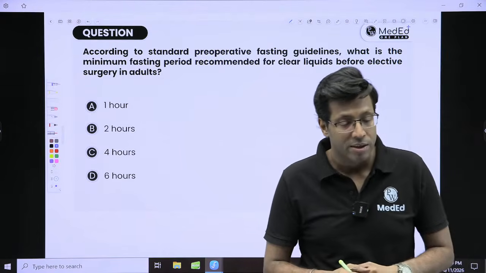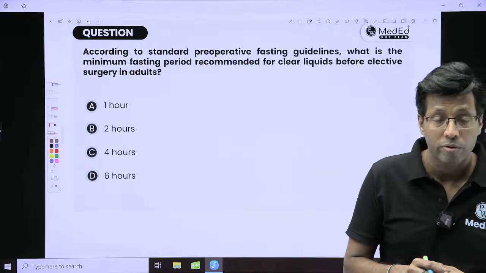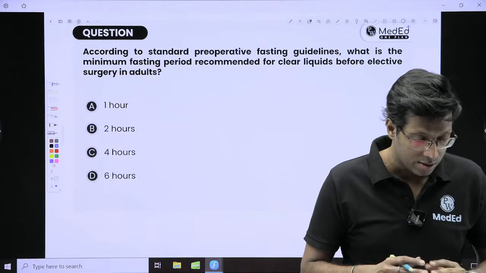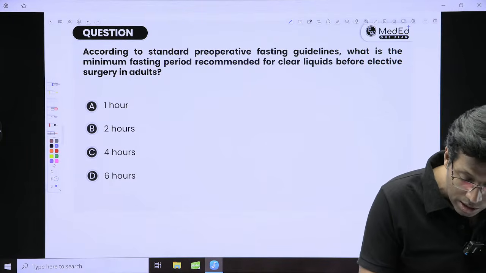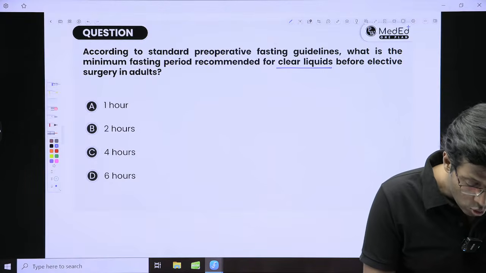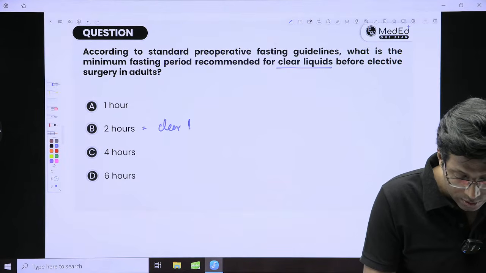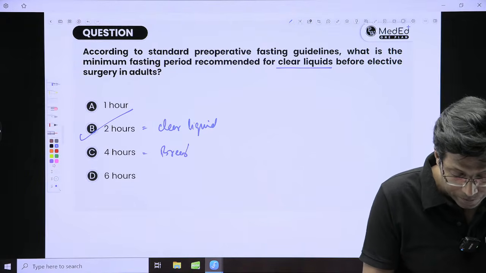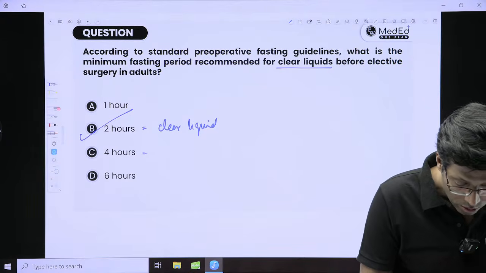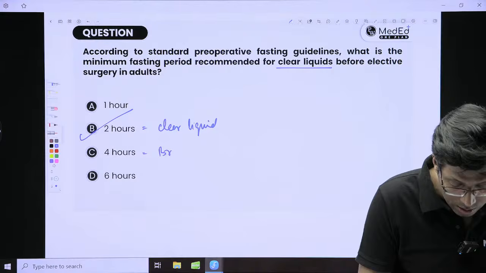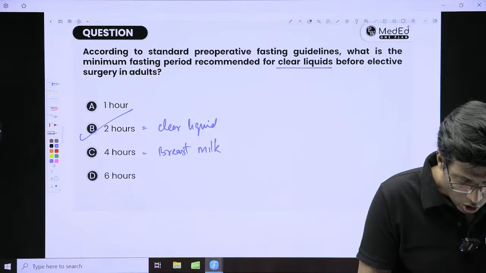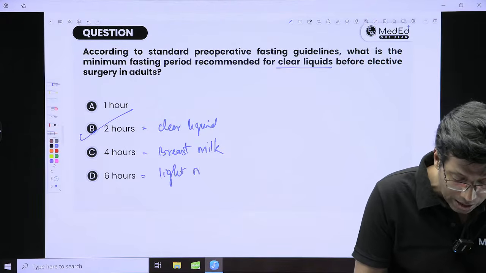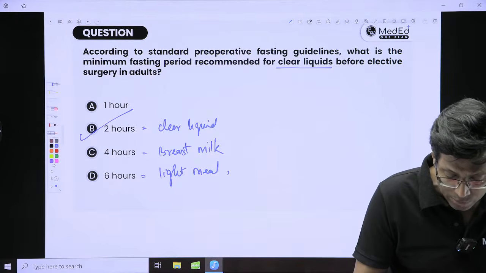अकॉर्डिंग टू स्टैंडर्ड प्री ऑफ फास्टिंग गाइडलाइंस, व्हाट इज द मिनिमम फास्टिंग पीरियड रिकमेंडेड फॉर क्लियर लिक्विड्स बिफोर इलेक्टिव सर्जरी इन एडल्ट्स? 1 hour, 2 hour, 4 hour, 6 hours. Remember, they are saying for clear liquid. Always remember, 2 hours is basically for clear liquids. ठीक है, so correct answer is B. 4 hours is for breast milk. All right, 6 hours is for any light meal. Any light meal or other types of milk.